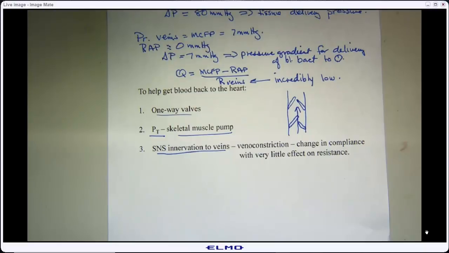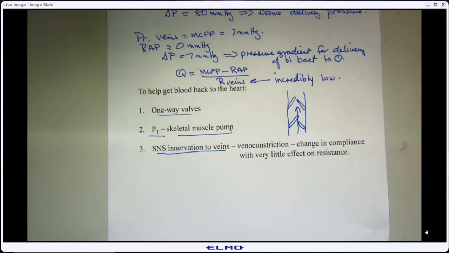You change resistance, you wouldn't get flow back to the heart. What it does is it stiffens the wall. Okay, so this maneuver doesn't drop diameter, it stiffens the wall. It changes the nature of the container. It was a very elastic container before this maneuver, now it's slightly more rigid. Okay, you change the rigidity of that container, you're going to change its pressure-volume relationship.